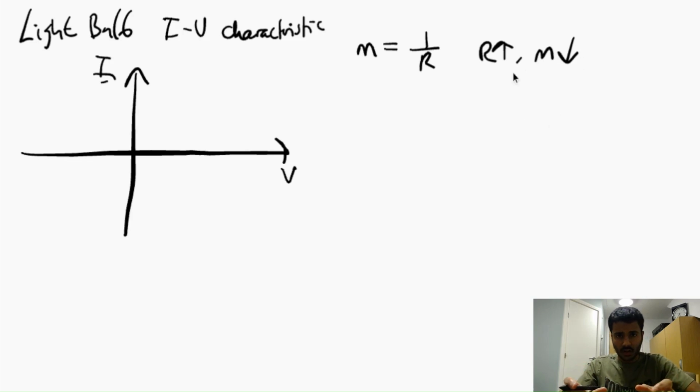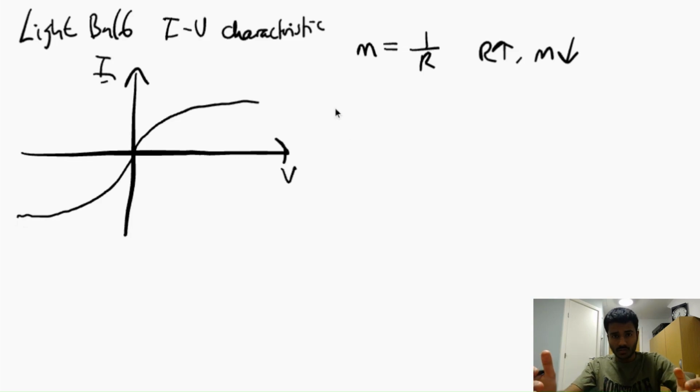If you look at the IV characteristic for a light bulb, you will see it looks something like this. As the voltage increases, so does the current. But due to the heating effect, the positive ions in the light bulb will vibrate more, creating greater resistance. So there gets to a point where as soon as you apply more and more voltage, the current increases by a lower and lower amount. And that's why you can see here that the gradient, which is equal to 1 over R, decreases as voltage increases.